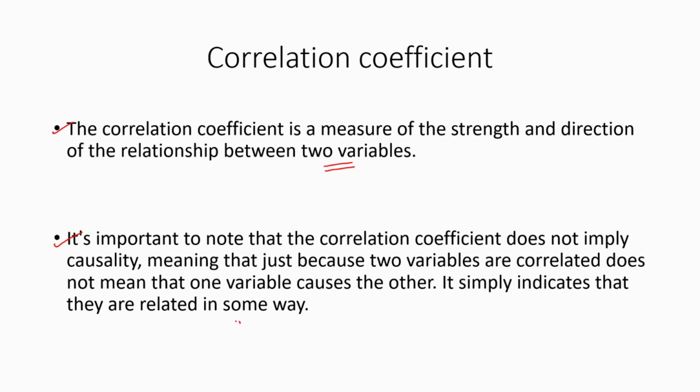This is also called spurious correlation, which means just because two variables are correlated to each other, it does not mean that one variable causes the other. There can also be hidden factors.